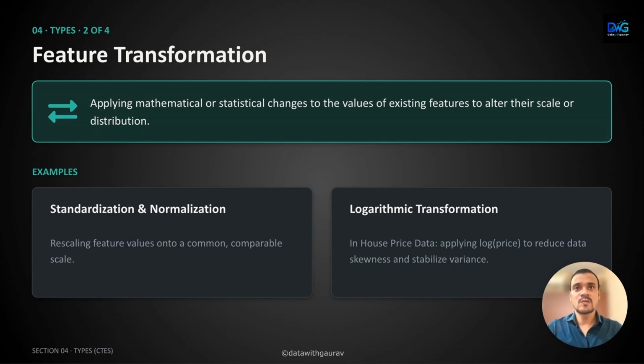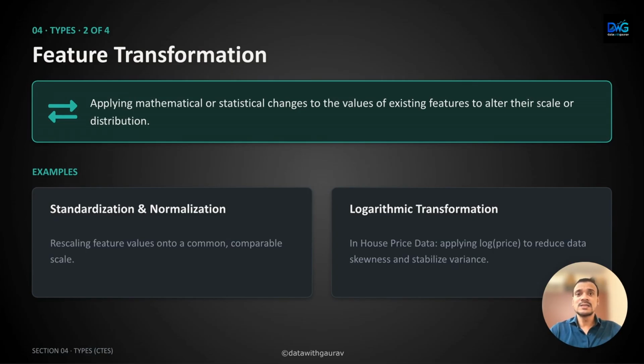Another widely used transformation is logarithmic transformation. Consider a house price dataset. Property prices are often highly skewed, with a few extremely expensive houses creating a long tail in the distribution. So, instead of using the raw prices directly, we can apply a logarithmic transformation such as log of price.